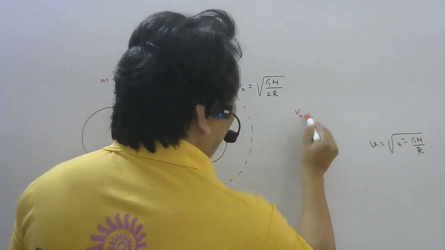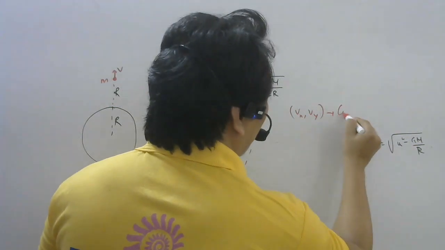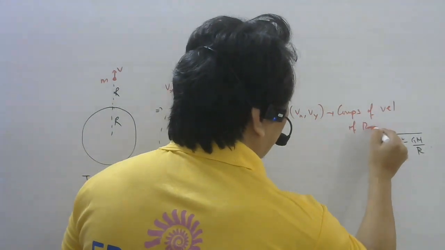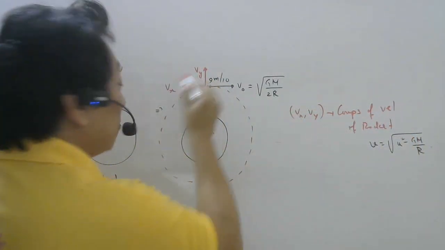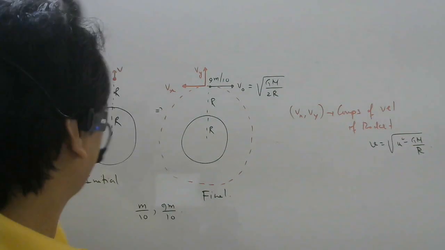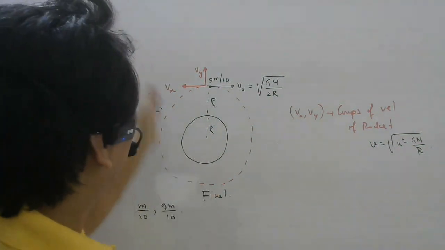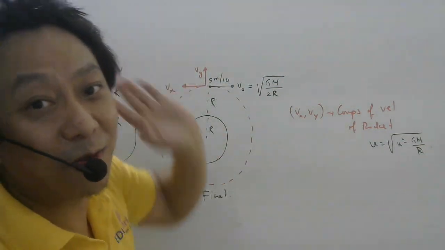What is Vx and Vy? These are the components of velocity of the rocket. How did I come to know these two must be the components? Because initial momentum is along the y-axis, remember. Therefore, final momentum also should be along the y-axis.